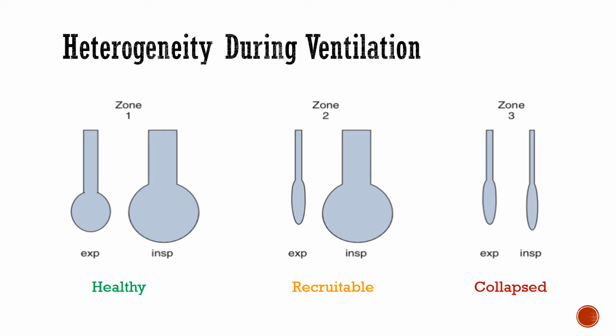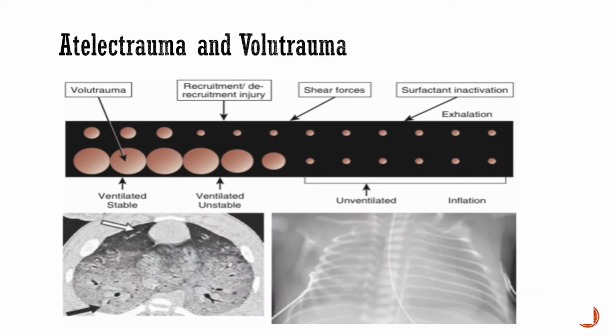Heterogeneity during ventilation. So any lung disease causes heterogeneous lung due to both the effects of gravity as well as regional differences in disease pathogenesis. So we typically see three zones of lung. Zone 1, the healthy zone, in which alveoli remain open both during inspiration as well as expiration. Zone 2, the recruitable part of the lung, in which alveoli, though open during inspiration, are collapsed during expiration. And zone 3, which remains collapsed throughout the respiratory cycle.